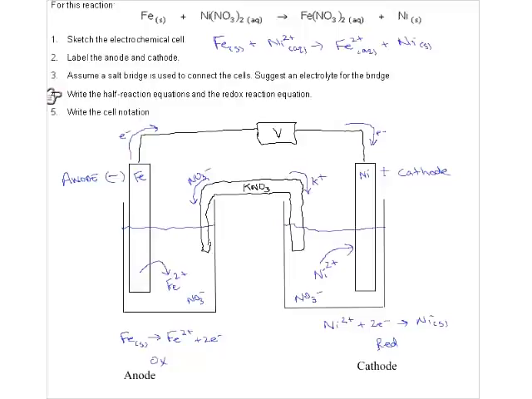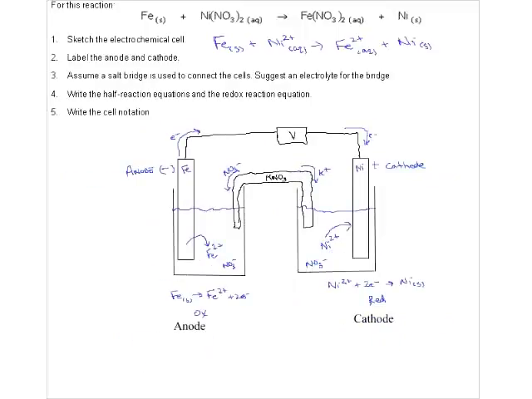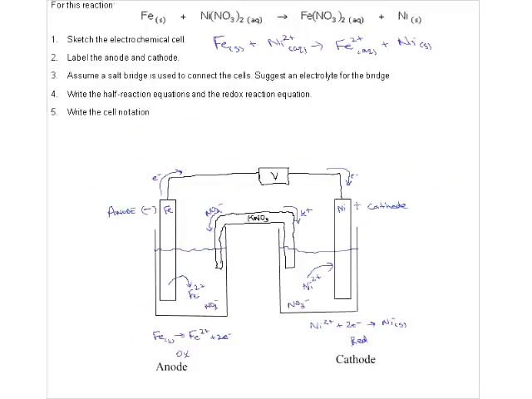We want to write the half reaction equations and the redox reaction equation. Okay, so there's your redox reaction equation right there. Your half reaction equations are right there. And now we want to write it in cell notation. So let me see if I can shrink this up a little bit. There we go, and I'll move it down.